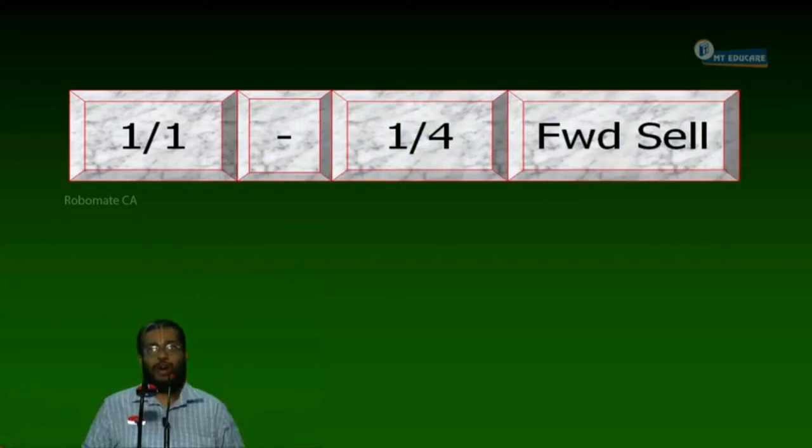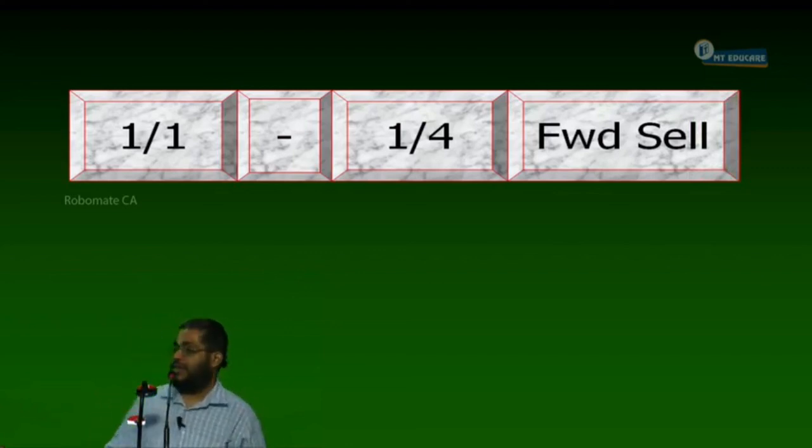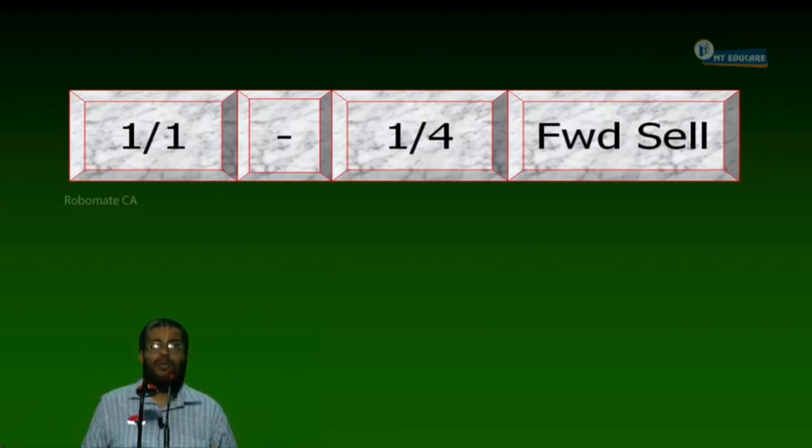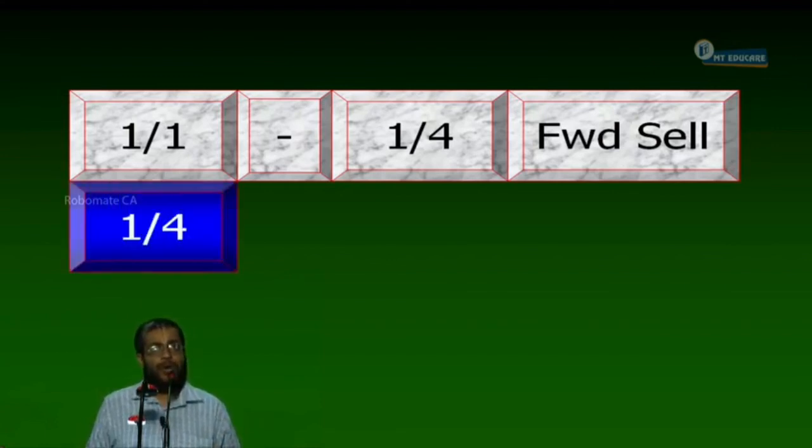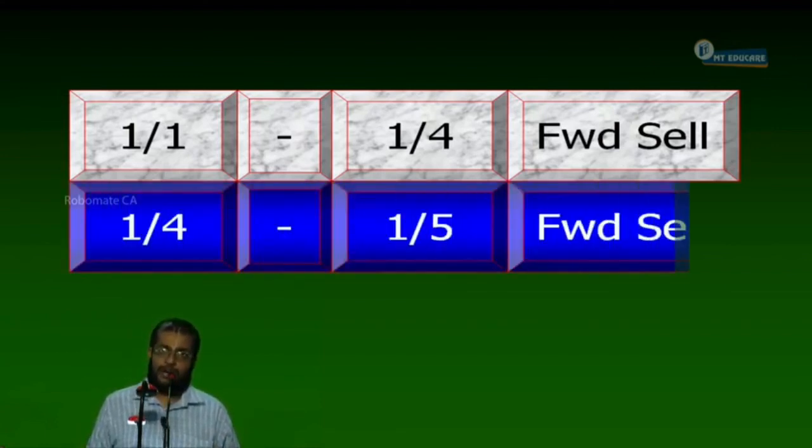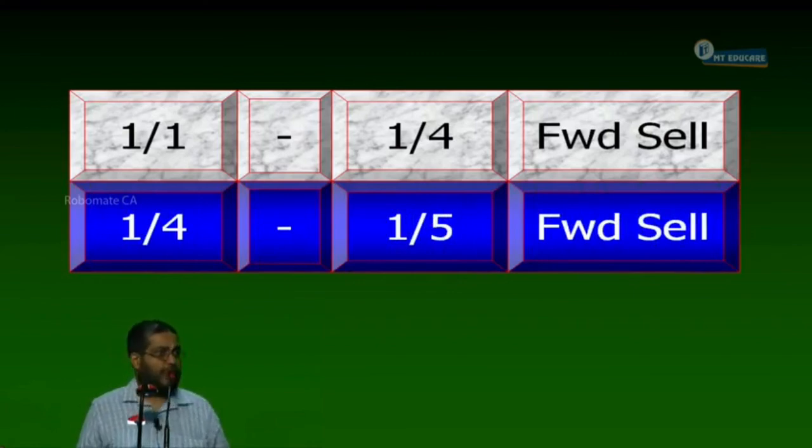11 to 14 forward sell. Now tell and write. What is the next item? 14 to 15 forward sell. Next is what?